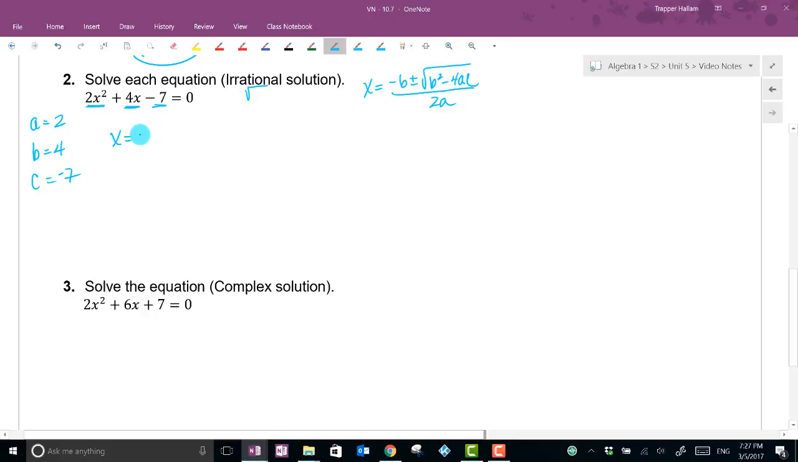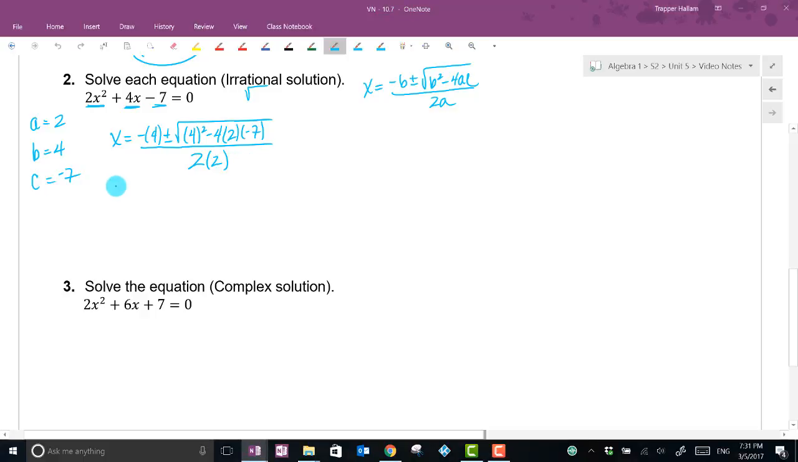So x equals opposite 4 plus or minus our square root of b squared, which is 4 squared, minus 4 times a times c. I'm going to extend my root there. All over twice my a value, which is 2. Okay, so we've got the setup there. That looks pretty good. Let's go ahead and start cleaning things up.